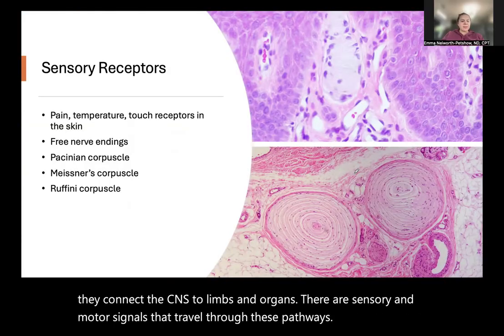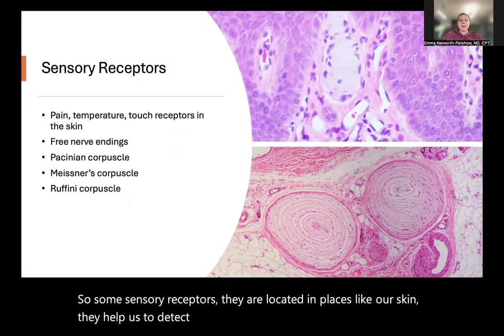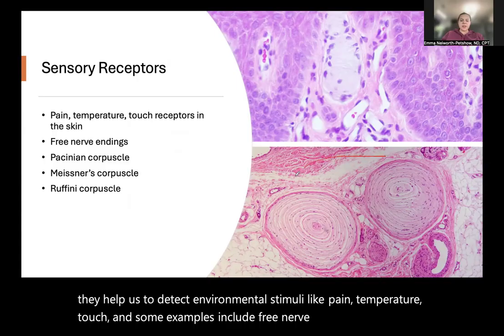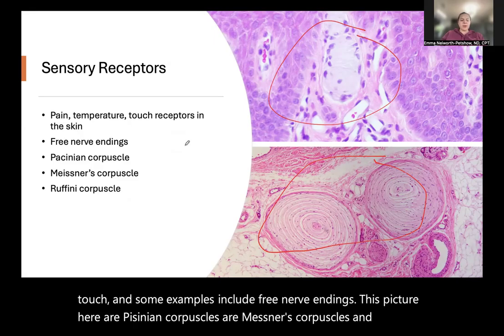Some sensory receptors are located in places like our skin. They help us to detect environmental stimuli like pain, temperature, and touch. Some examples include free nerve endings. This picture here shows our Pacinian corpuscles, our Meissner's corpuscles, and then Ruffini corpuscles.